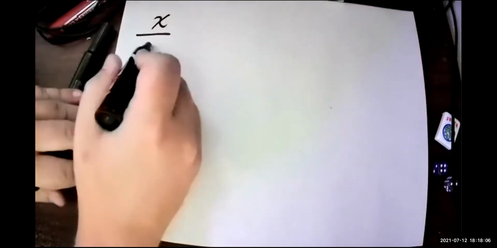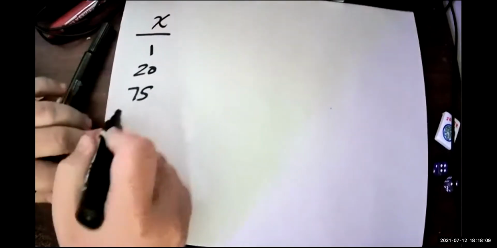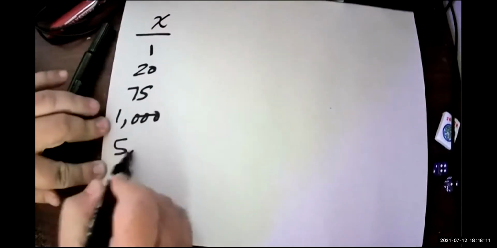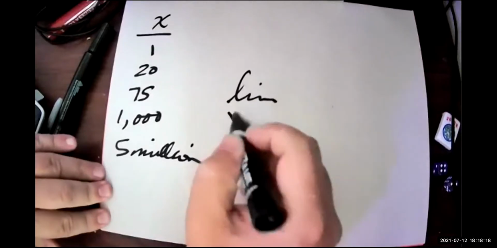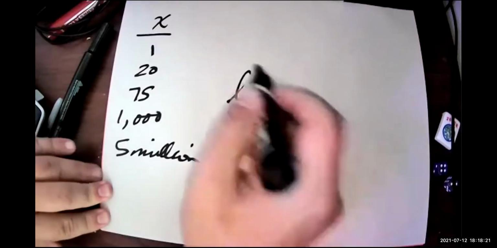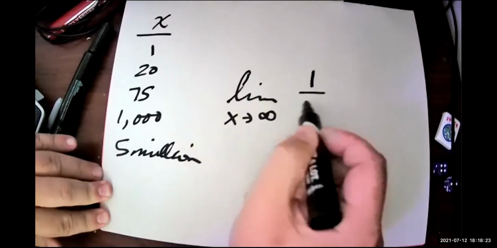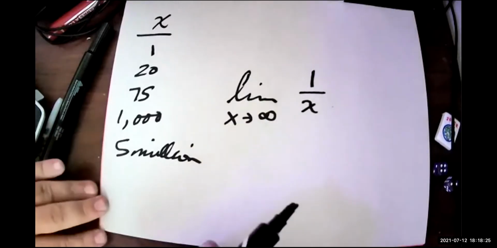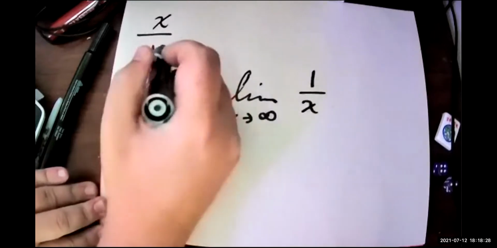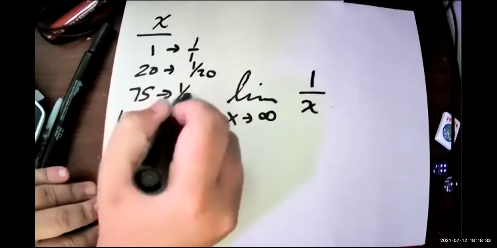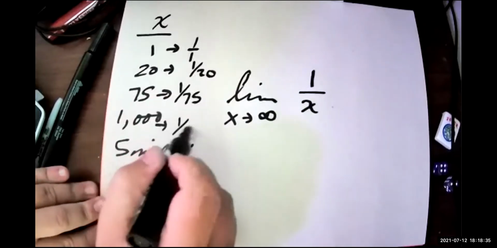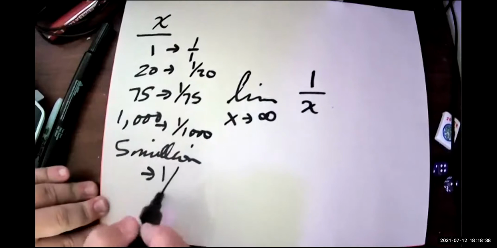I want you to think about numbers for x. Maybe it'll be 1, 20, 75, 1,000, 5 million. This is the idea of letting x approach infinity. If I wanted to find the limit as x approaches infinity of 1 over x, then these answers would become 1 over 1, 1 over 20, 1 over 75. What's happening to these numbers? 1 over 1,000, 1 over 5 million.